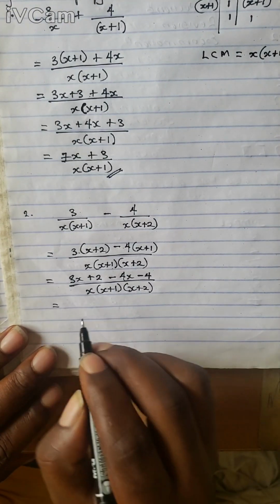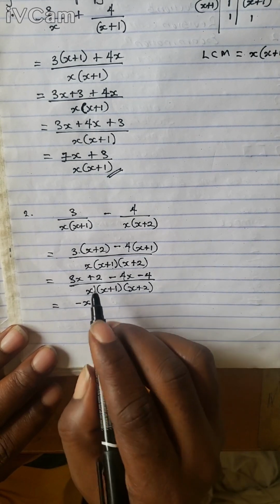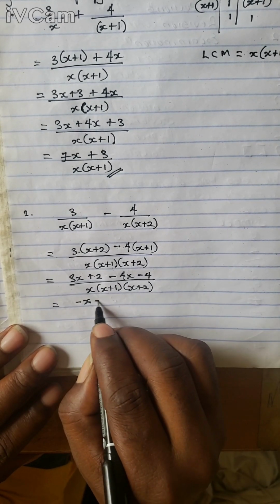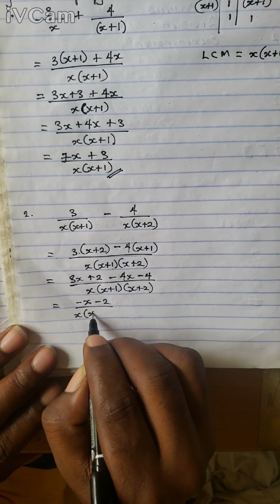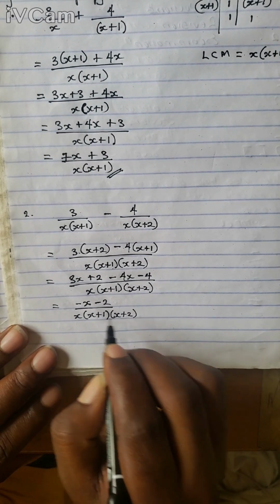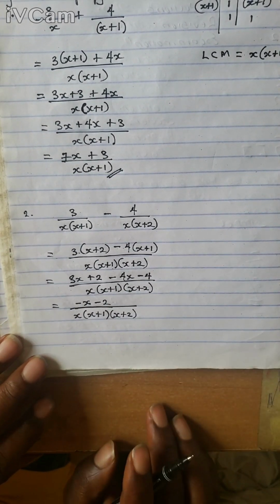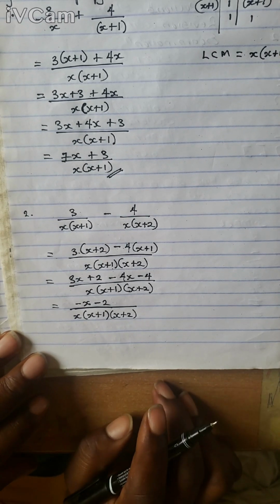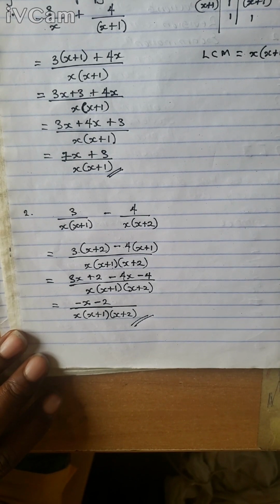So that will give you 3x minus 4x, which is minus x, and 6 minus 4, which is 2, all over x into x plus 1 into x plus 2. Whenever you have something like this, please make sure that your line covers everything. So that is the answer for our second example there.